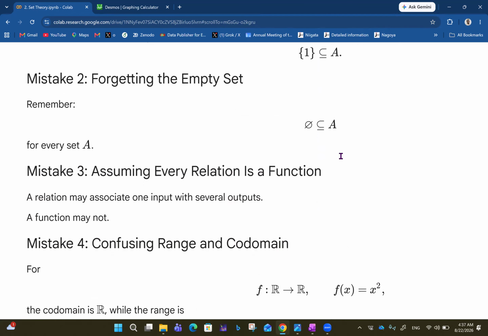Then mistake 2 is forgetting the empty set. Always remember the empty set. The empty set is always a subset of every set A. Mistake 3, assuming every relation is a function. A relation may associate one input with several outputs, while a function may not.